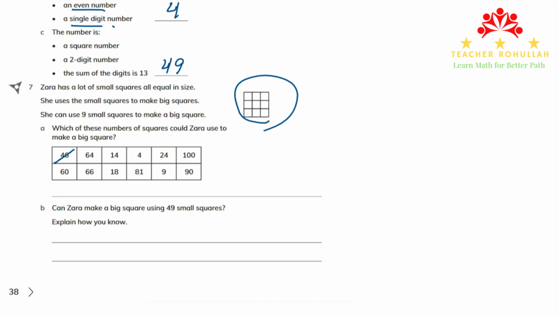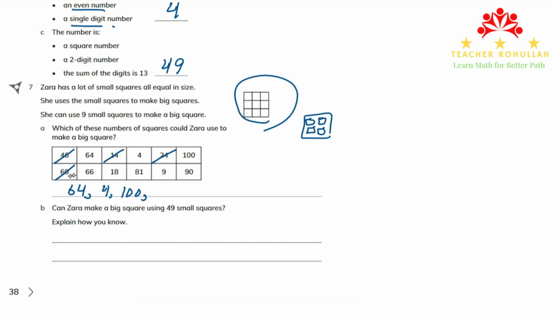46 cannot be because it's not a square number, but 64 can make a square because 64 is a square number. And 14 is also not a square number. 4 is a square number. It can make a square. How? If you have 4 small squares, it gives us a big square. 24 is also not a square number, so I will cross this. And 100 is a square number. It is 10 by 10, so it makes a square. So I will write 100 here.